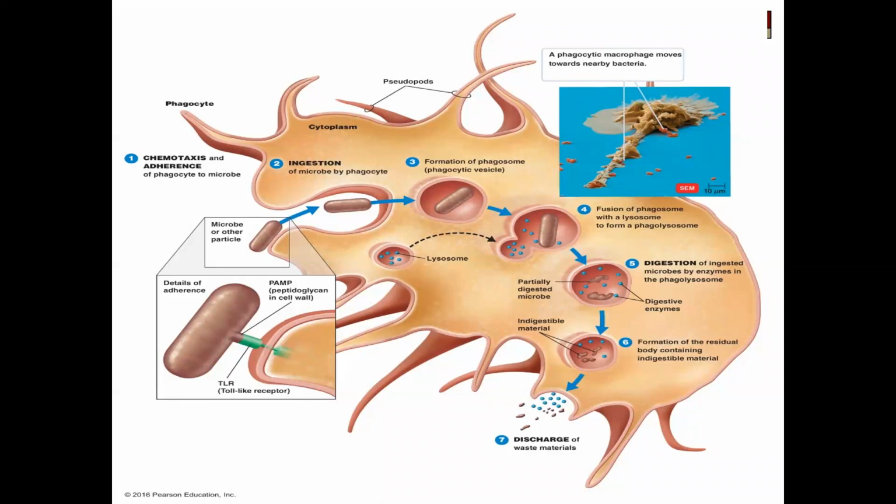So again, just make sure you can describe these steps, and make sure you define the terms like chemotaxis and adherence, phagosome, digestion. You want to make sure you're defining things. You don't want to just give me a list of terms.